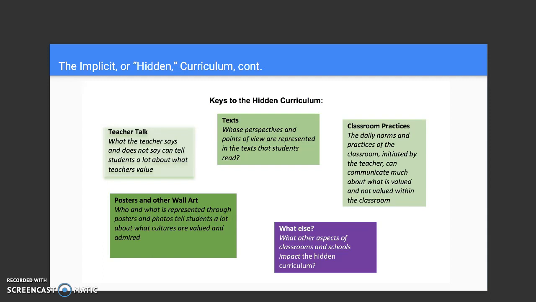So this is a little breakdown of the implicit or the hidden curriculum and some of the components that it may involve. So the text in which you choose for your class. We need to be intentional when we think about whose perspective and points of view are represented in the text that we are choosing for students to read.